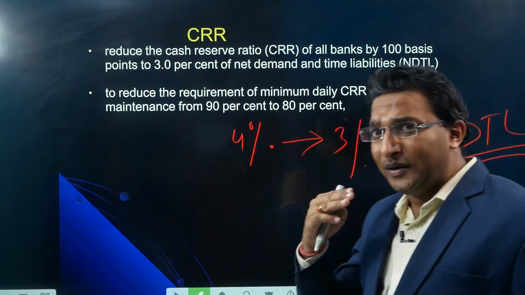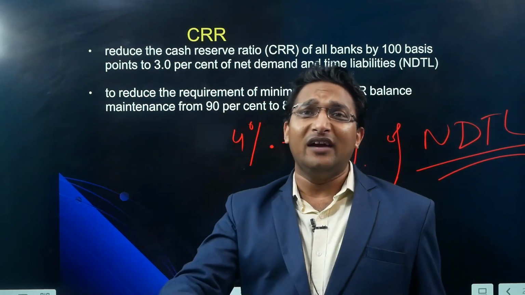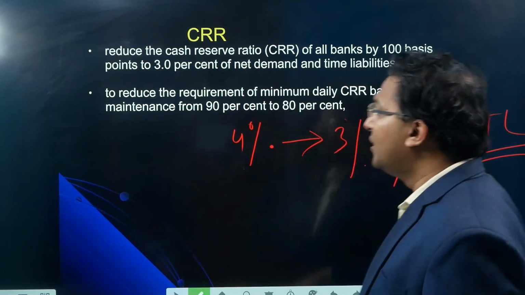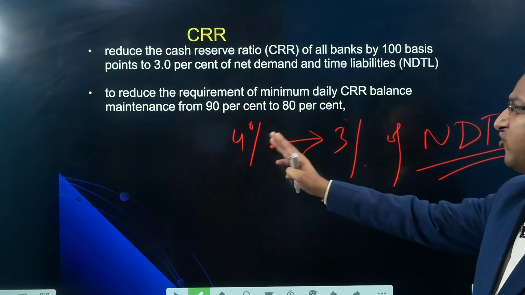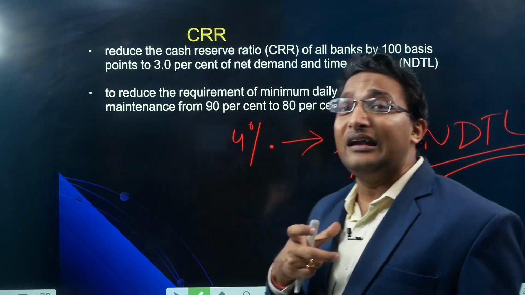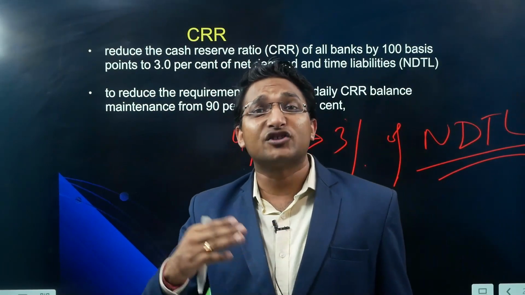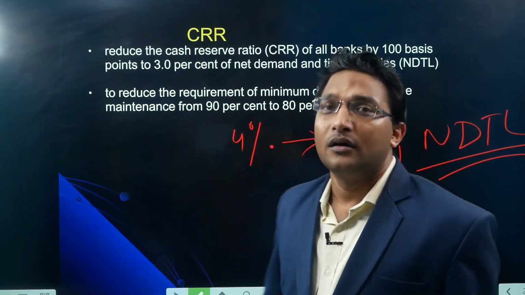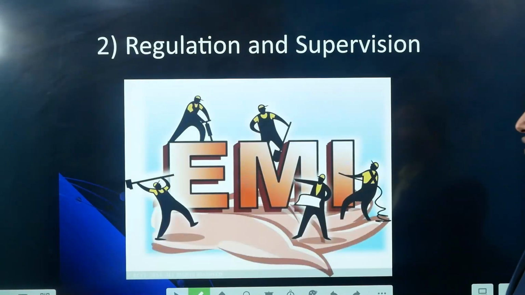CRR, the amount which has to be kept by the bank with the RBI without taking any income, is decreased from 4% to 3%. That means they have 1% of NDTL, 1% of total deposit extra money to lend to the market. So this will increase the liquidity.